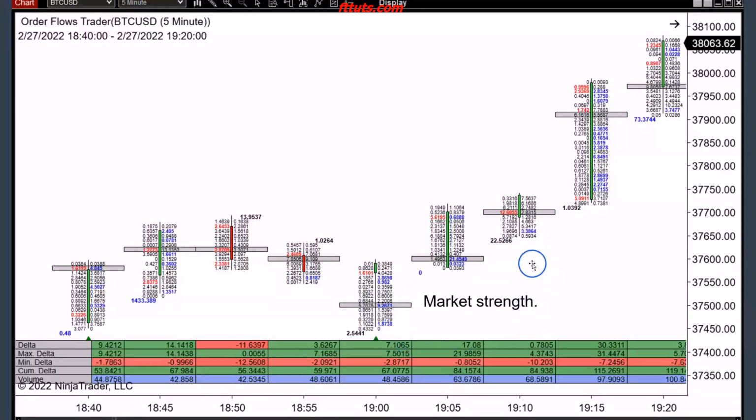So again, the market strength, right? You see off the low here, 37,450, delta of 9, delta of 14. Then you got a small -11 delta, small move down, 3, and then again 7, 17, 0.7, and then 30, right? You can see the strength coming in here, even though it looks like we're just sort of going sideways here from this first bar at 37,450 to this bar at 37,650, 700.